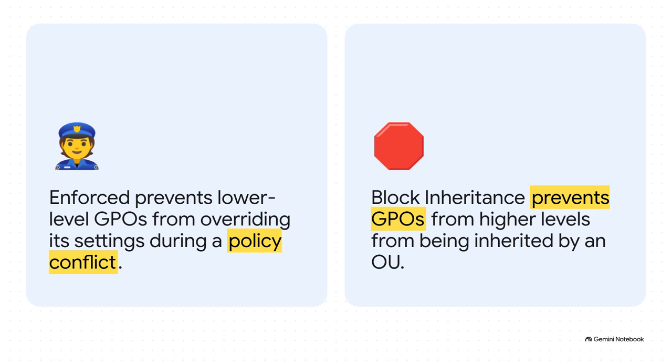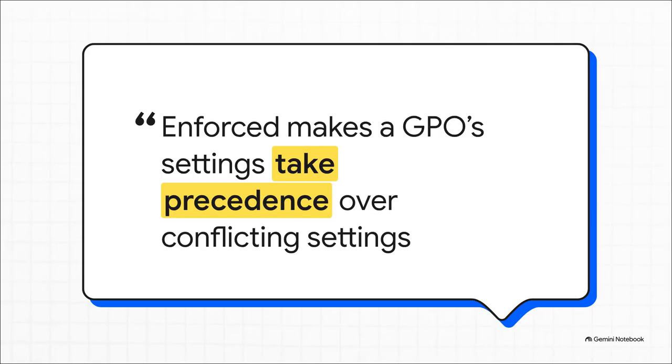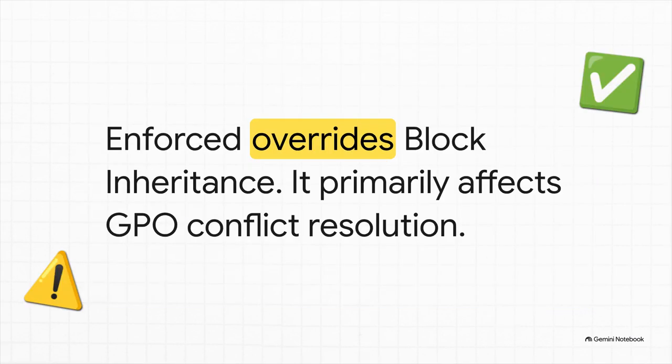Think of it like traffic lights, right? Block inheritance is a giant stop sign put up by a lower-level OU to halt higher-level rules. But enforced? That's a police officer directing traffic from the top level, overriding everything else, even the stop signs. This quote right here really backs up that traffic cop analogy. If a domain-level GPO is marked as enforced and an OU below it has a totally conflicting policy, the domain-level GPO wins out. Enforced is the absolute highest authority in conflict resolution, completely overriding the normal LSDOU order of operations. So an enforced policy just smashes right through a block inheritance command, asserting total dominance on our map.